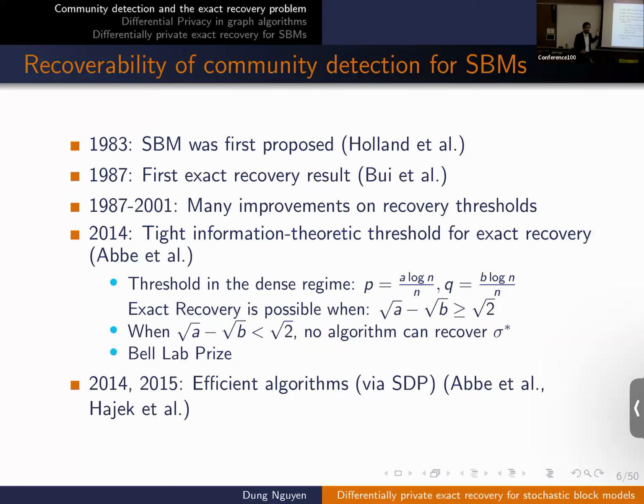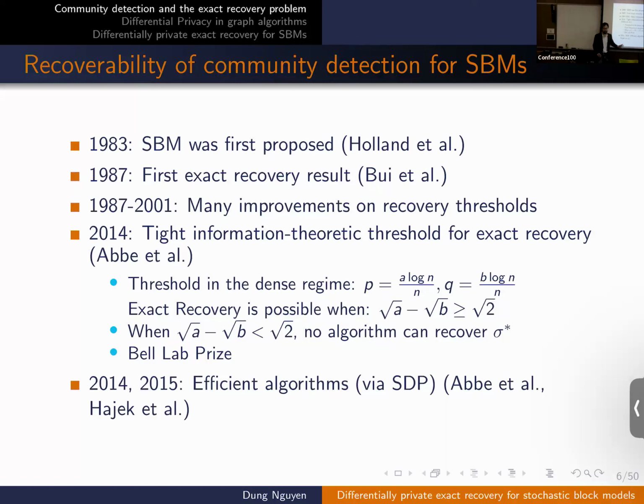It states that exact recovery is possible in the dense regime when P and Q are on the order of log n over n, for some constants A and B here, and it's only possible when there is some difference between A and B. Is it the natural log here in P and Q? Yes, it's the natural log. And they prove that when this condition is not satisfied, no algorithm can recover sigma star with high probability. This is a very important result.